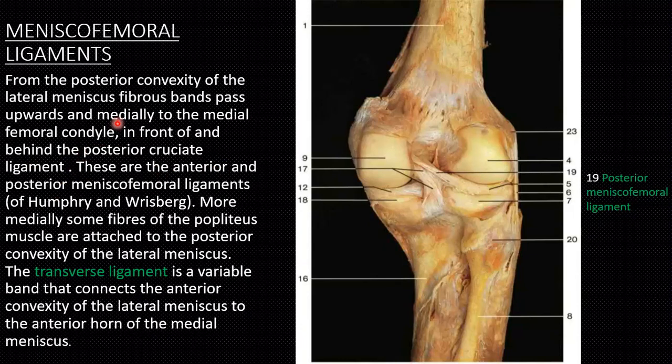Okay. So, you cannot have both of them at the same time. So it is either you have the anterior one or the posterior one. The transverse ligament usually is a variable band which connects the anterior convexity of the lateral meniscus to the anterior horn of the medial meniscus. Okay, this is your meniscofemoral. And you can see in this case it is lying posterior to the posterior cruciate ligament. So this is the posterior meniscofemoral ligament of Risberg. At other times, it might lie anterior to the posterior cruciate ligament. It will be known as the anterior meniscofemoral ligament of Humphrey.